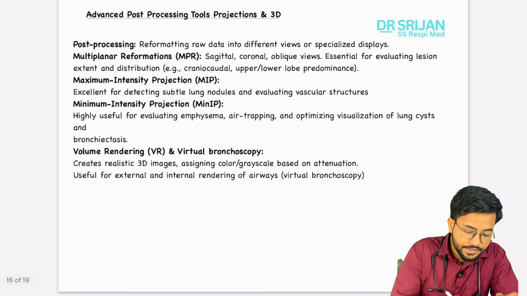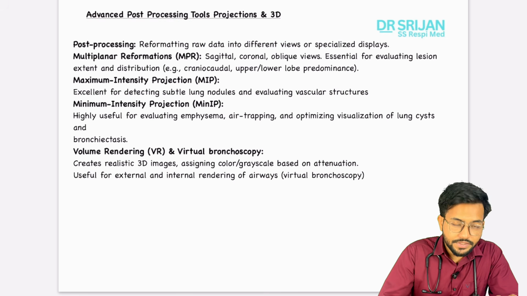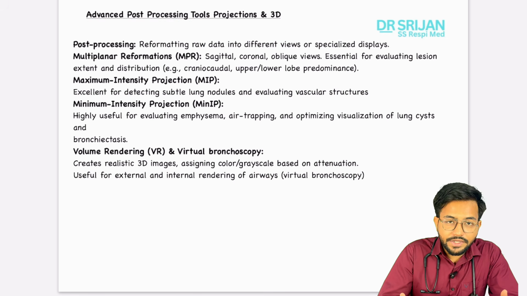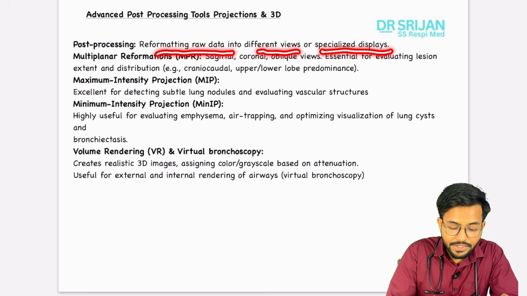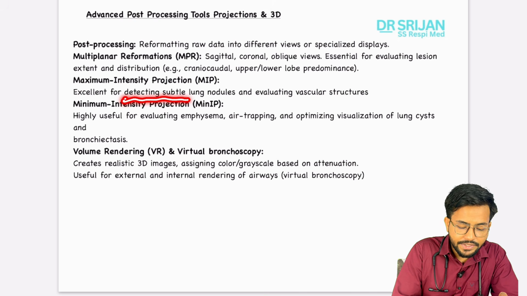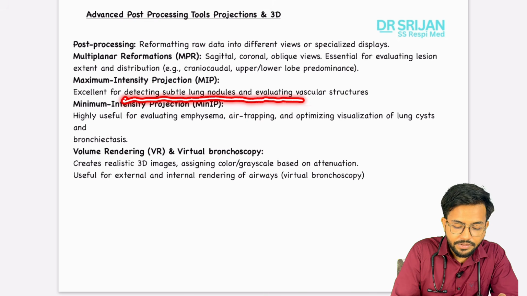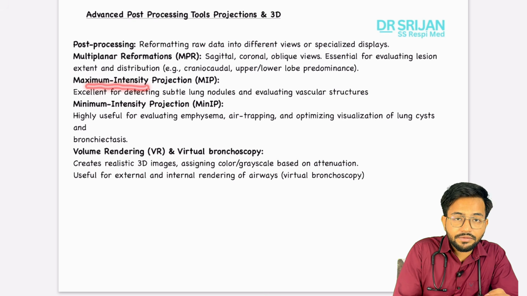See over here. This is what I was talking about. Advanced post-processing tools. Basically, after we have taken a simple image, we reformat the raw data into different views and specialized displays. One of them is MIP, that I'm talking about, maximum intensity projection. It is excellent for detecting subtle lung nodules and evaluating vascular structures. Basically, whatever high intensity structures are, they will pop out.